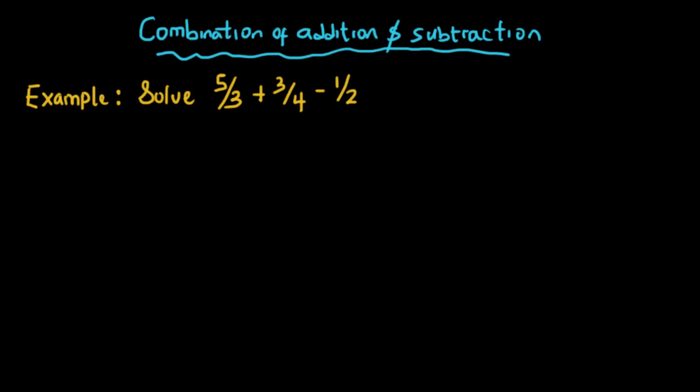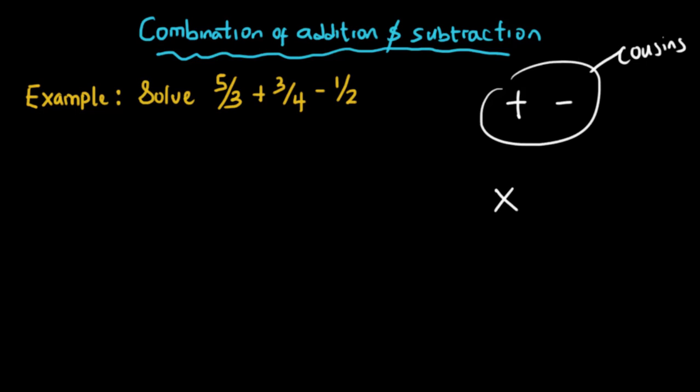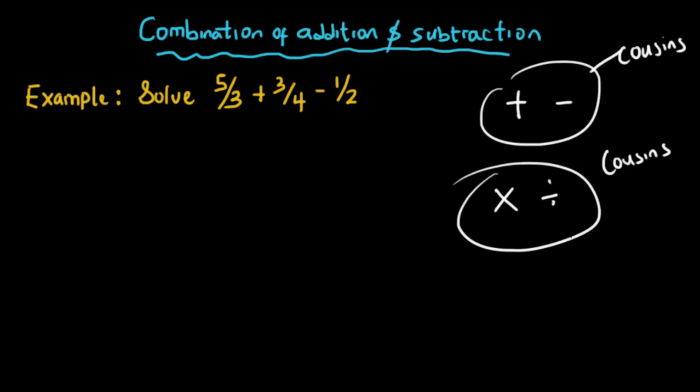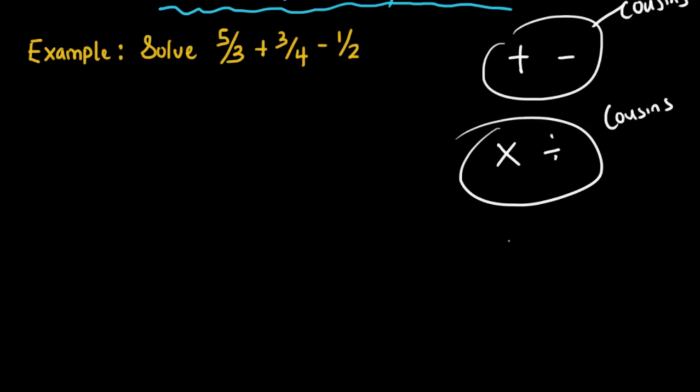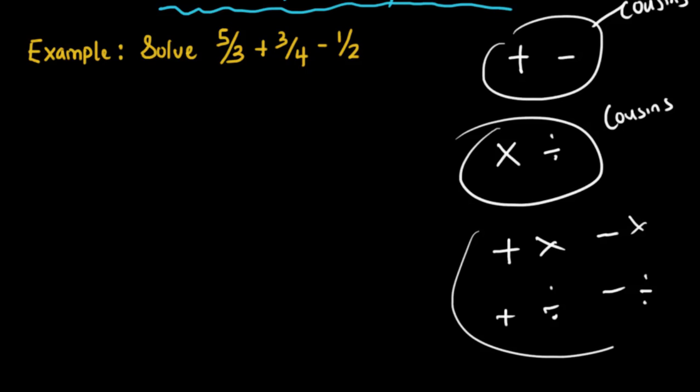Now, before we solve this question, I need you to understand something. Plus and minus, they are like cousins, so we can always solve them together. While multiplication and division also are like cousins, and so we can solve them together. But when we have addition and multiplication, or addition and division, or if we have subtraction and multiplication, or subtraction and division, now we have to apply what we call BODMAS.